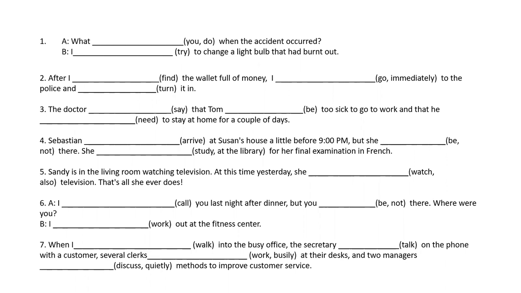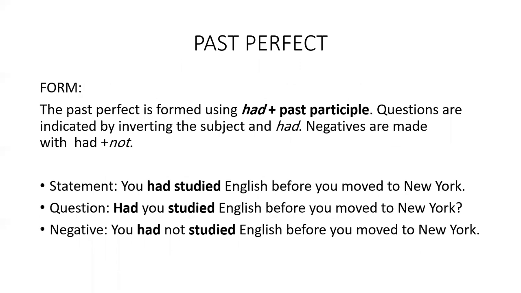Moving on to the last narrative tense, or the past tense. Here we have the past perfect. How do we form the past perfect? It is formed using had plus the past participle. Past participle means verb 3.